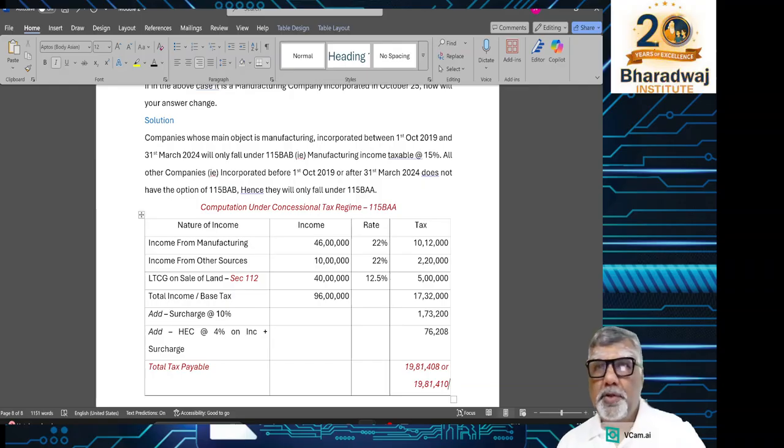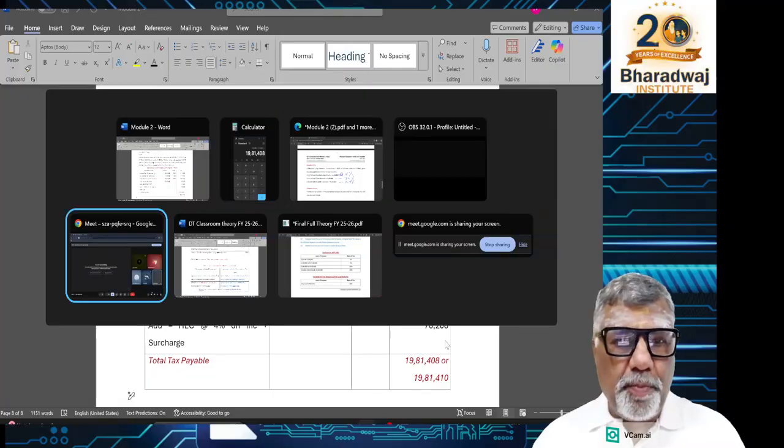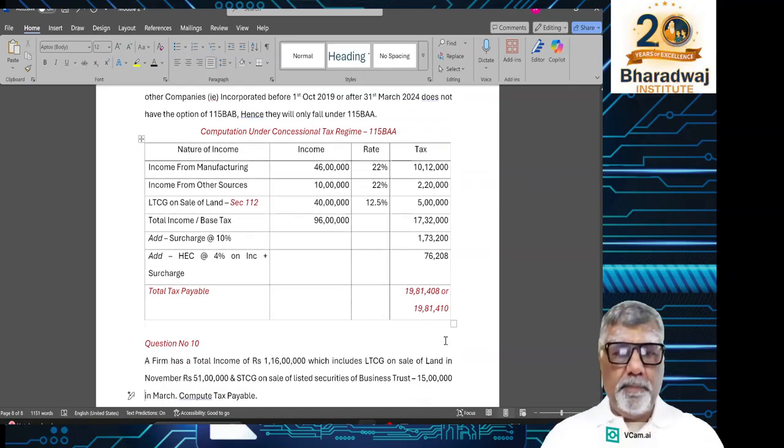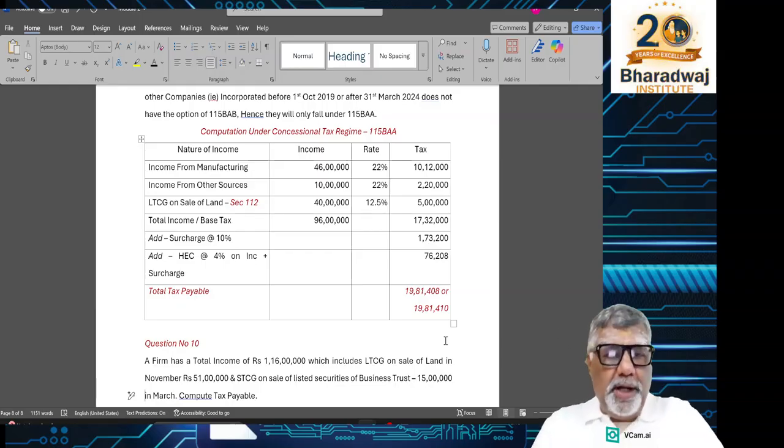Shall I, friends? Anybody still doing online, friends? A firm has a total income of 1 crore 16 lakhs, includes LTCG taxable under 112 and STCG on sale of listed securities, which is also coming under 111A, 20%. Okay, go ahead, compute tax payable.